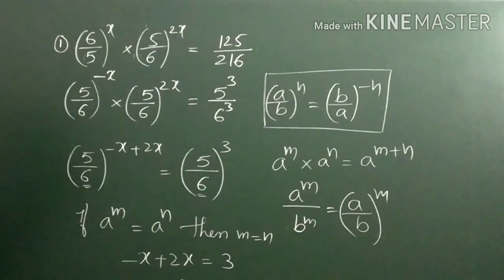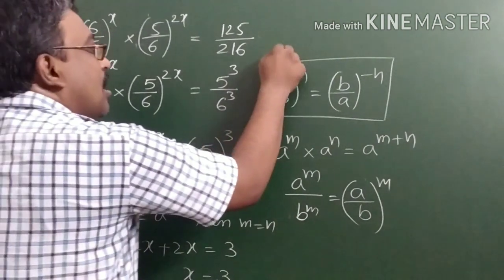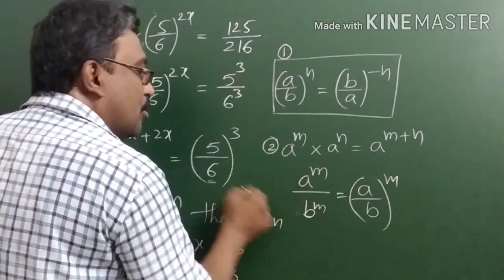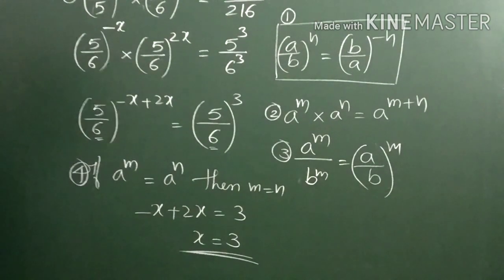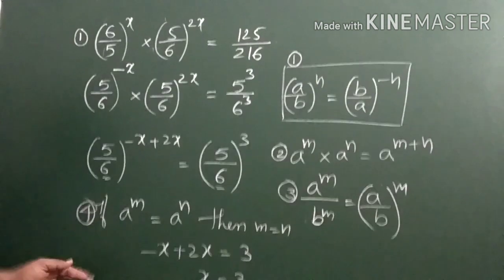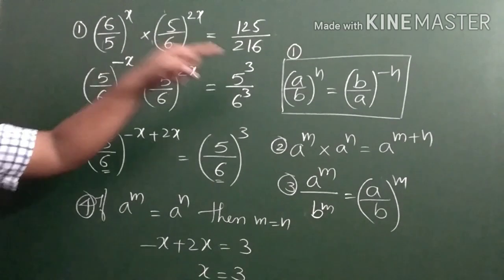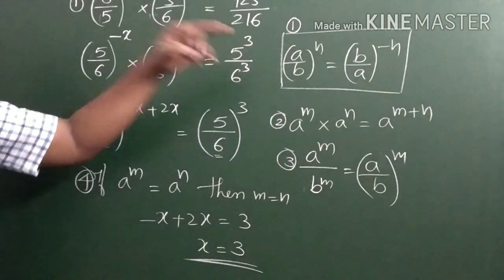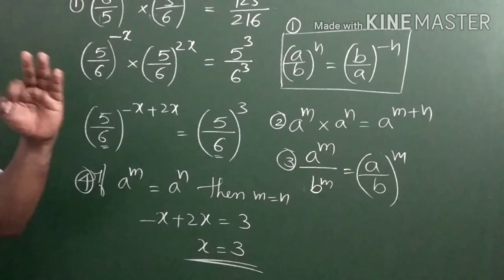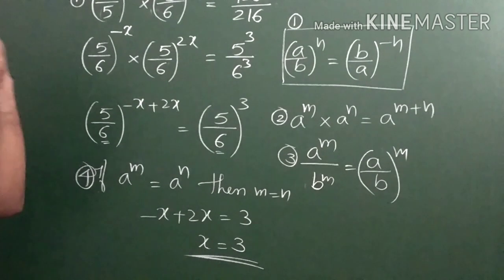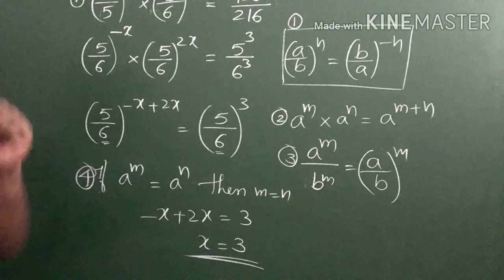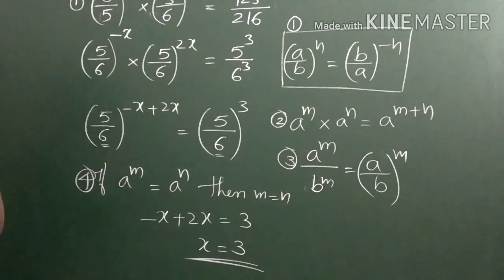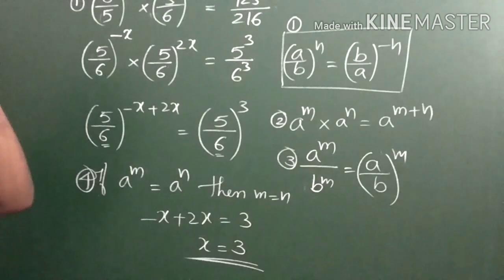So for solving this sum, total how many laws of exponents did I use? Total 4 laws I used to solve this sum. Each step is related with one formula. So the very important thing in this concept is the formula. Each and every step is related with the formula. So pay attention and learn all the formulae without fail.